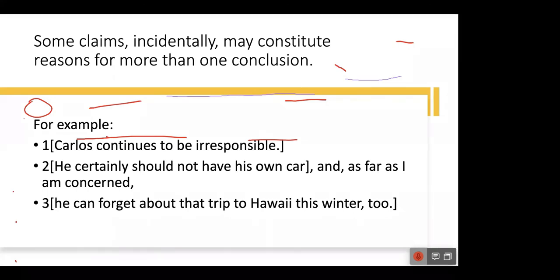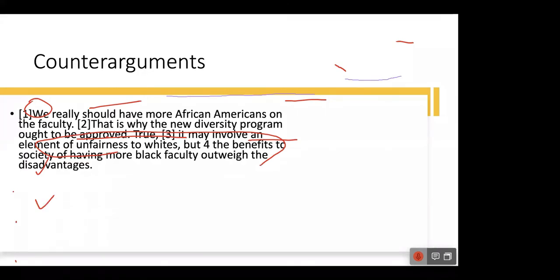So some claims could be reasons for more than one conclusion. So this is one conclusion, and this is another conclusion, and you could say it's all supported by not being responsible. So you could see how not being a responsible person could lead to a lot of negative things. Okay, now we have one more thing.